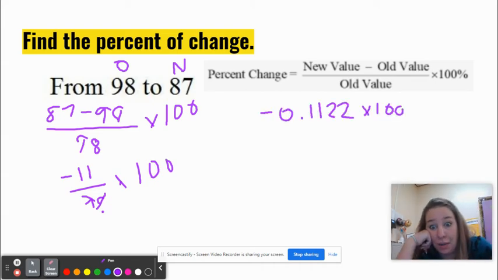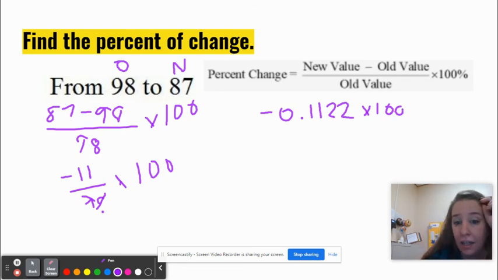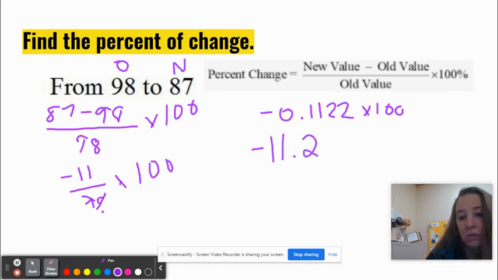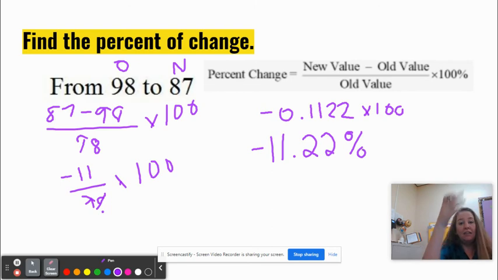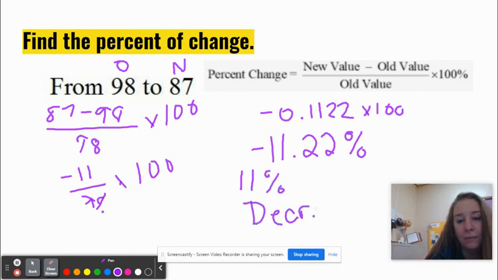Negative 11 divided by 98 is this decimal you see right here. It's negative 0.1122. We multiply that by 100 to make it a percent. So it's negative 11.22% change. Now notice this is negative, which makes perfect sense because if you're going from 98 to 87, that's going down. So you have an 11.2% decrease.